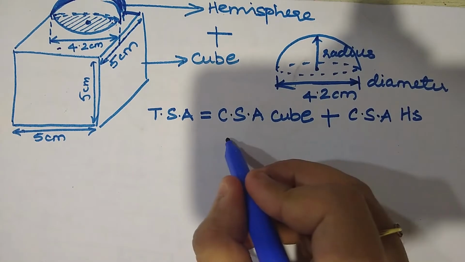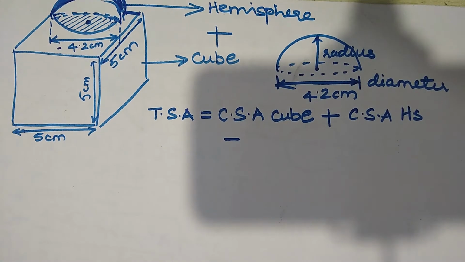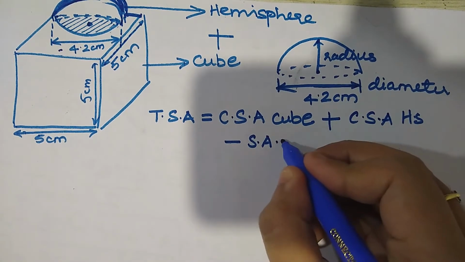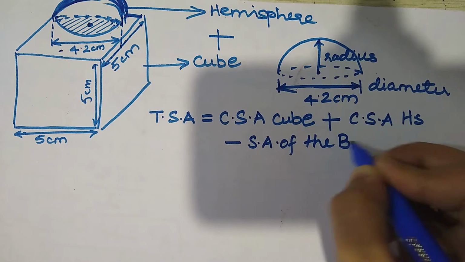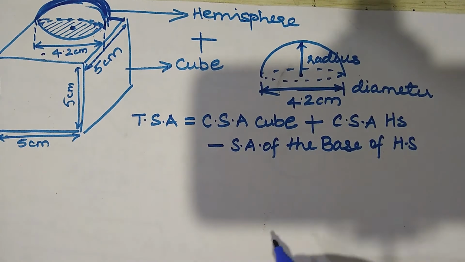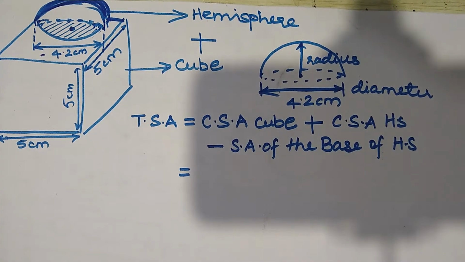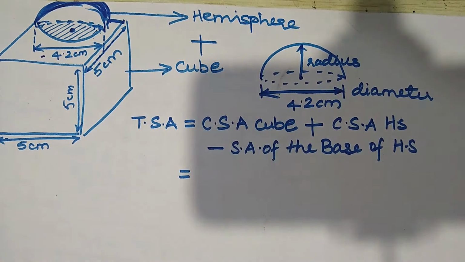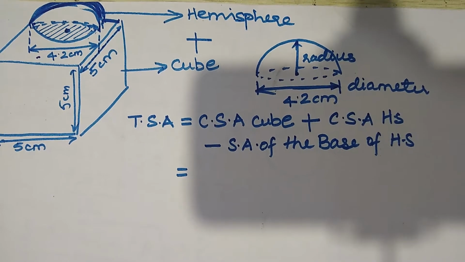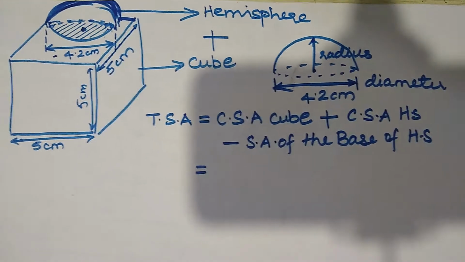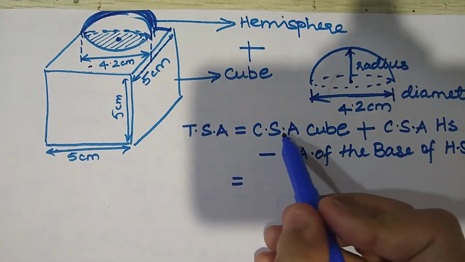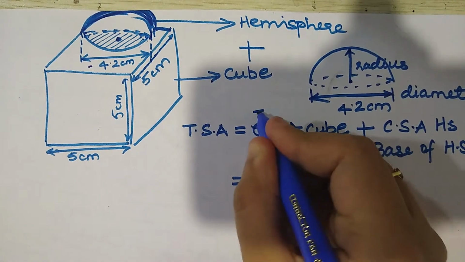So for that, it will be minus the surface area of the base of what? Hemisphere, right? So we will go with the formula CSA of the cube, which is the curved surface area of the cube. But you know that in cube you don't have any curved surface. It's all flat surface, right? So instead of curved surface, you can call it the total surface area itself.